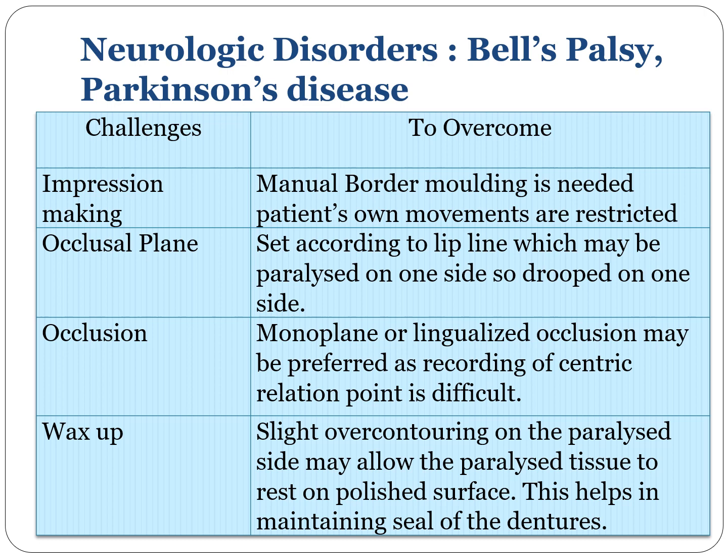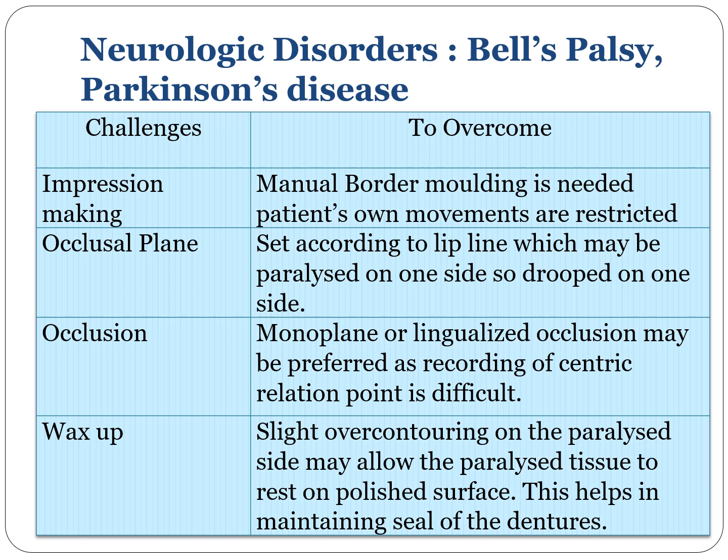The challenges we need to face in these kinds of patients with neurological disorders and how to overcome them. First is the impression making. We know the patient's own movements are restricted, so manual border molding is needed. Then the occlusal plane. It is set according to the lip line. It has a slant, that is, it is dropped on one side.